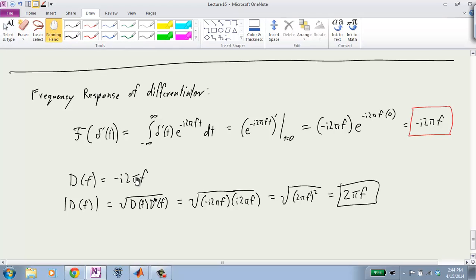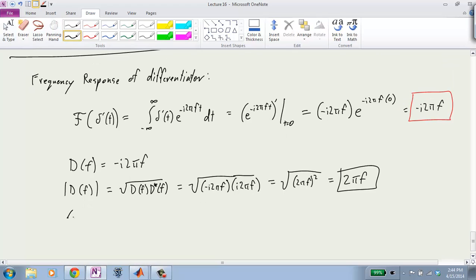And what is the phase? This we will do by inspection here. D of f. What is the phase of this thing? Well, this is a purely imaginary negative number. So the phase is negative pi over 2, right? However, that's only if f is positive. If f is negative, well, then it's a positive imaginary number, right? So then it's pi over 2.